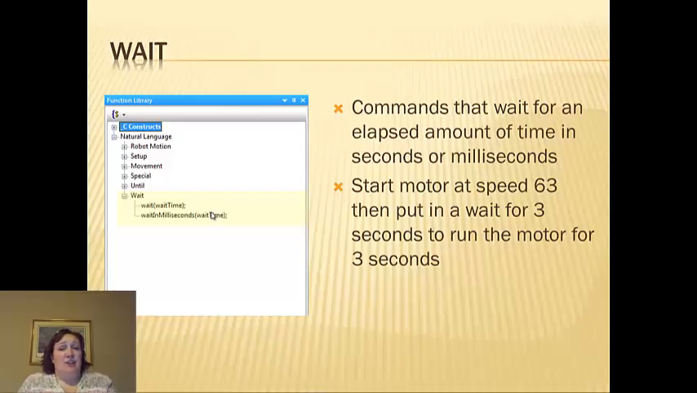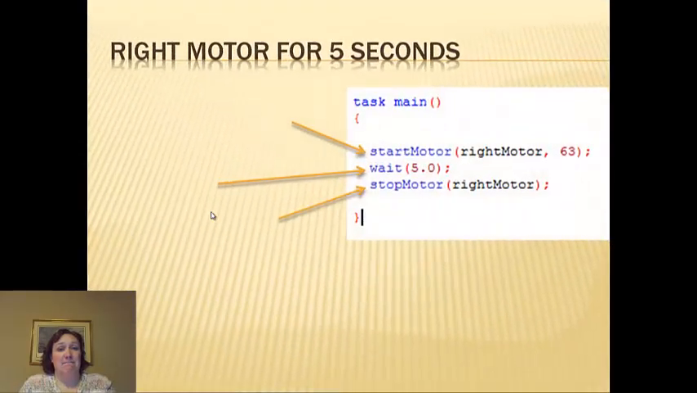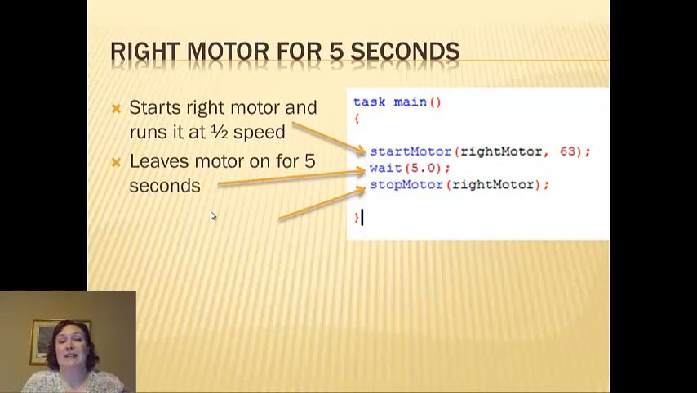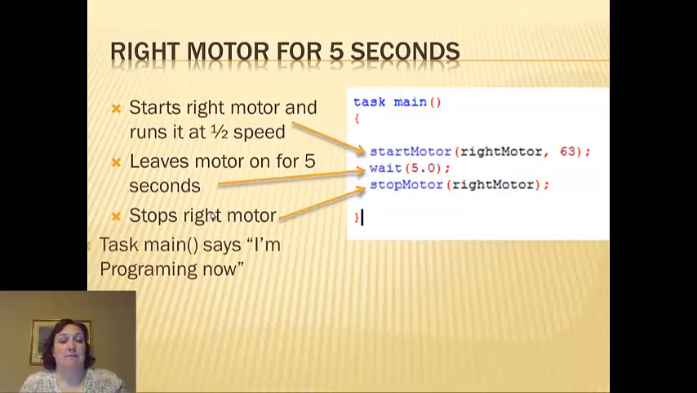For example, you can start your motor speed at 63, put in a wait for 3 seconds. Basically, that tells the Cortex to run that motor at half speed for 3 seconds. So let's take a look at this little piece of code. Right motor for 5 seconds. First you got your start motor. Start right motor 63. That is saying start the right motor, which I have obviously named right motor, and run it at half speed. Wait 5.0 means wait 5 seconds, stop the motor.